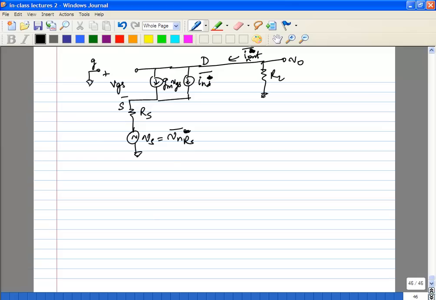Okay. So what we'll do is, first of all, assume Vn,Rs and In,D are uncorrelated. I think that's a fair assumption. So we'll calculate the output noise due to Vn,Rs first, then the output noise due to In,D, and then since they are uncorrelated, we can square and add the powers, the mean square powers.